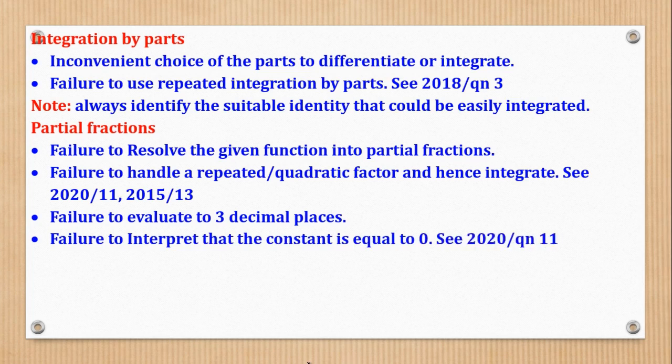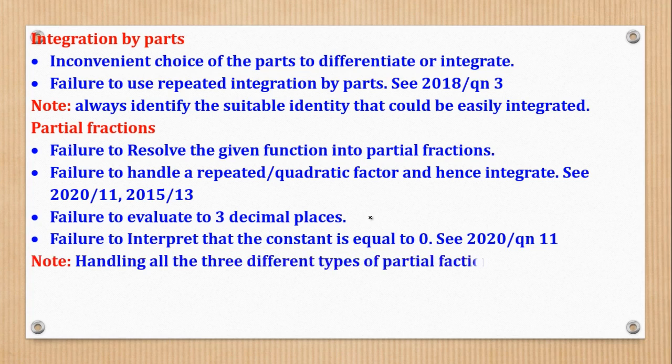Failure to interpret the constant equal to 0. In this year, still 2020, one of the constants, actually b, was equal to 0. Some candidates still wanted to integrate it, the integral of 0 over a given function, which is never okay. So I encourage you to have in mind all the three types of partial fractions, because such questions come with 12 marks.